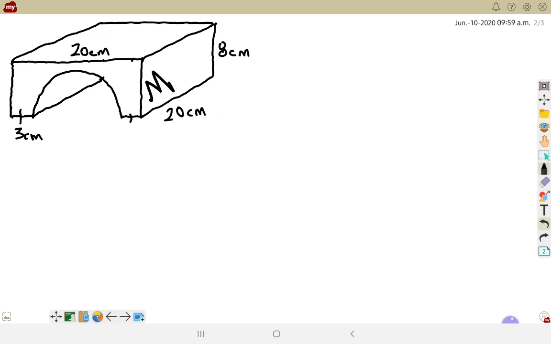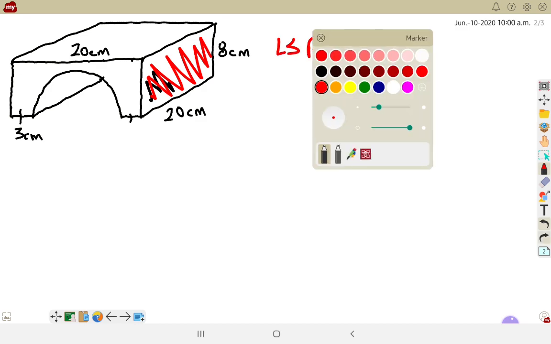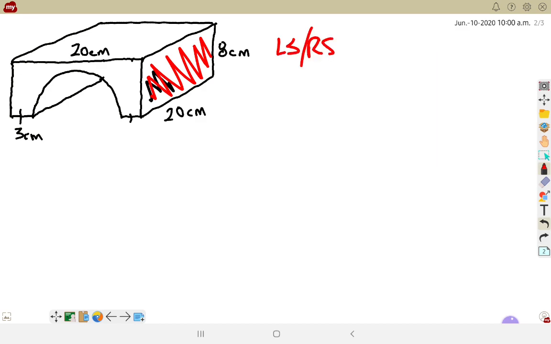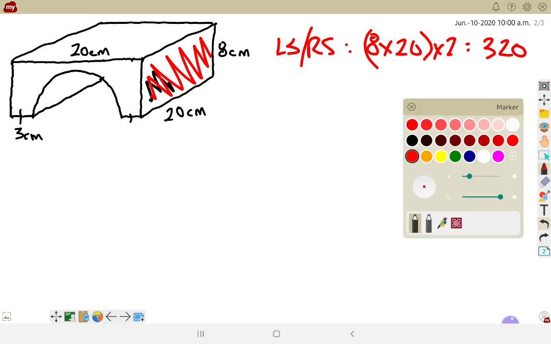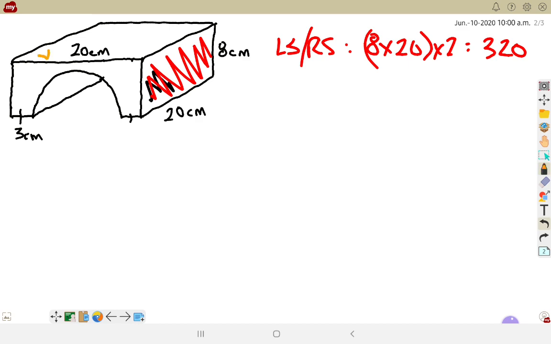So the left side and the right side are going to be these nice rectangles. Okay, so that gives us 8 times 20, and then there are 2 of them, so we're going to times by 2, and that gives us 160 times 2, which is 320. Okay, now this one works out a little bit differently. I'm going to just do the top.